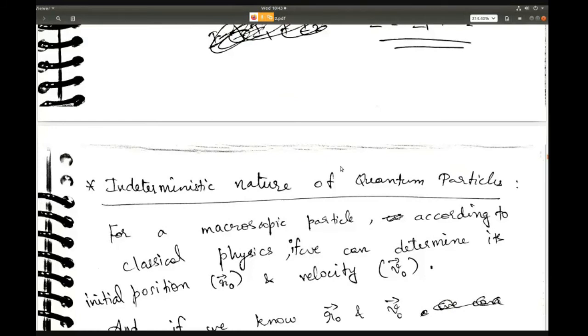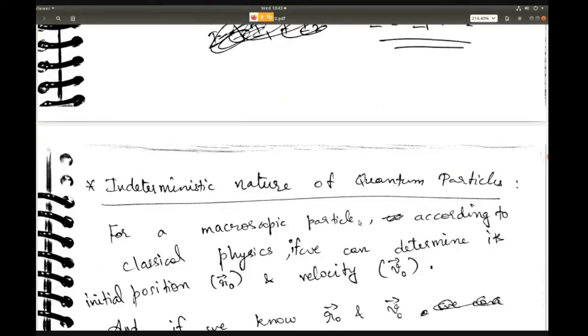So we have seen that there is some indeterministic nature about quantum particles, right? First of all, you only get either particle behavior or wave behavior. You don't get both simultaneously. And second, the interference pattern is destroyed if you watch it. So this shows that quantum particles are slightly indeterministic.